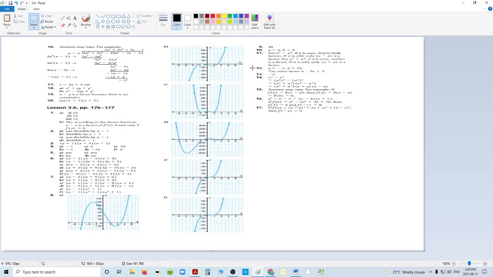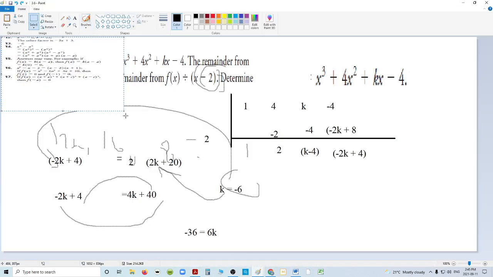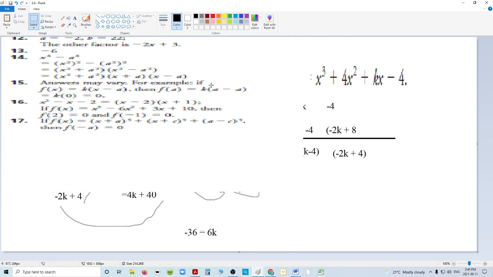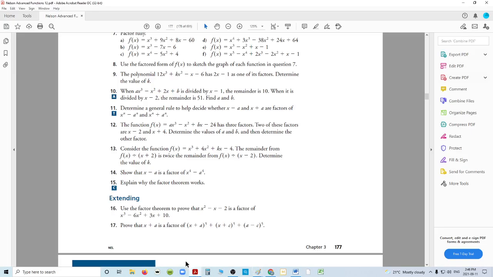Okay, let's see. Okay, right there, minus 6. No, that's a different one. Yeah, no, that's it, minus 6. Okay, we're going to go on to the next one. Almost done.